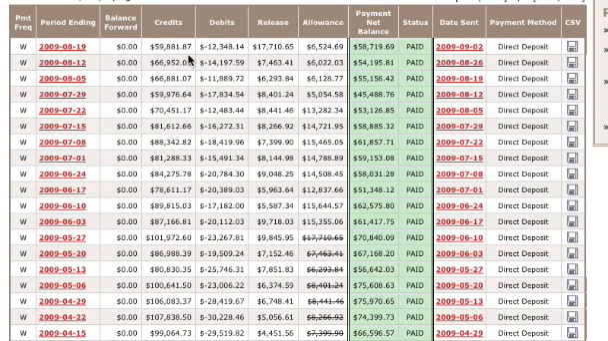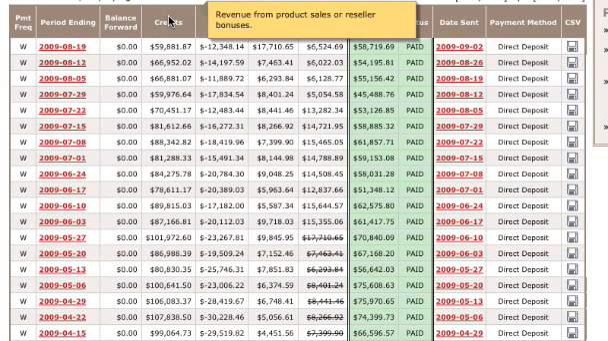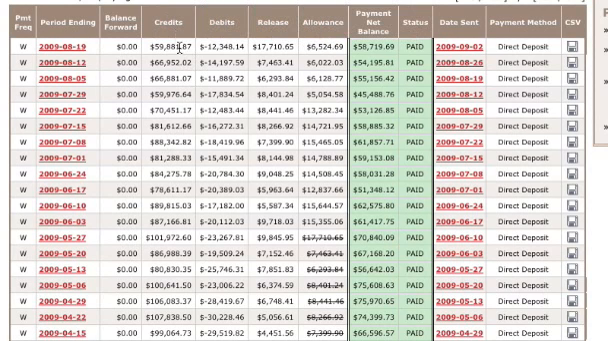For credits, this is actually the revenue from product sales or reseller bonuses. So when you're promoting products as an affiliate, for every sale you make, that's what this number is reflecting.